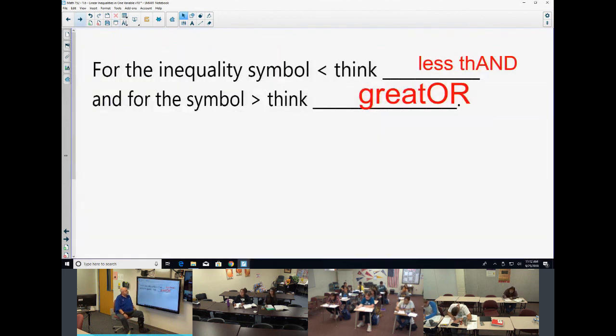Okay, so again, for the inequality symbol less than, with absolute value, think less than, and for the symbol greater than, think greater, because you've got to remember which way it's going to go, an and or an or.